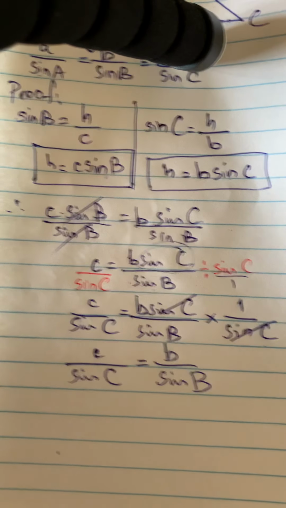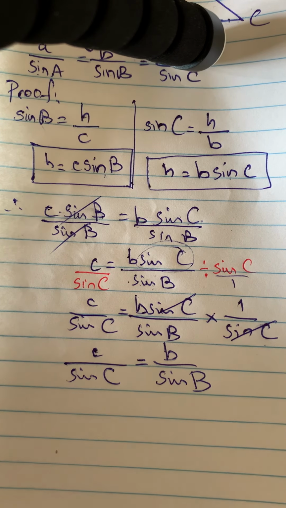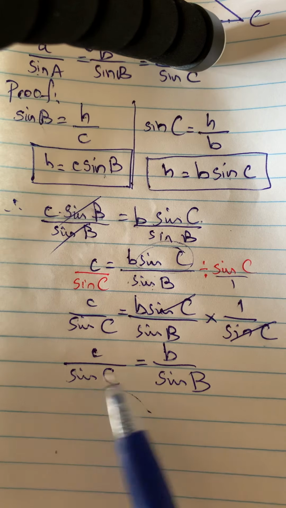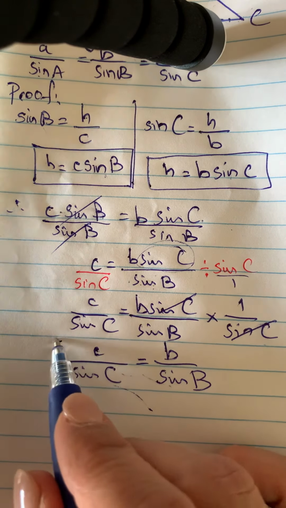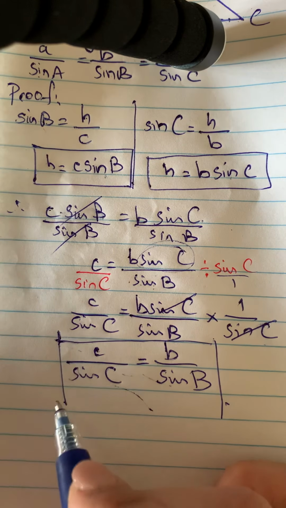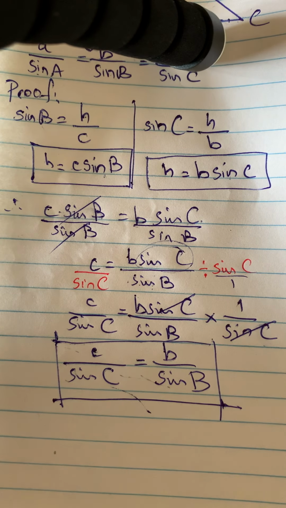There you go. So you can repeat this process for A, I suppose, for practice. And that's why the sine rule works. That's how you come up with it.